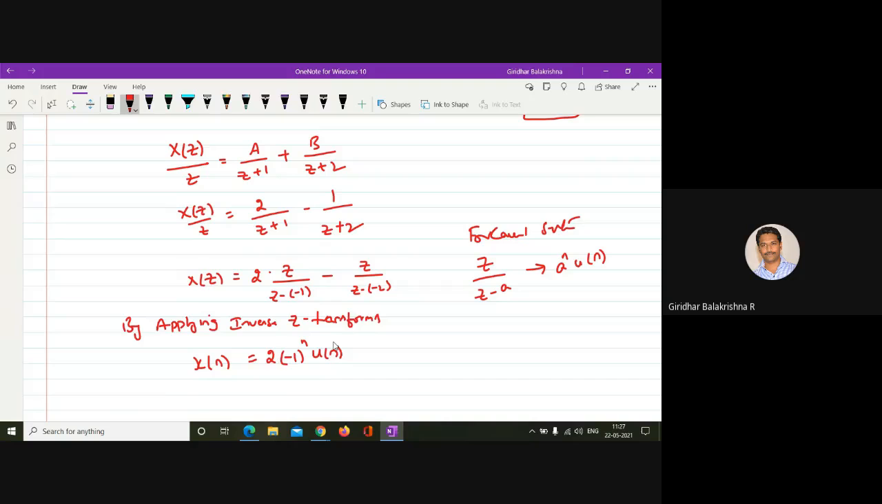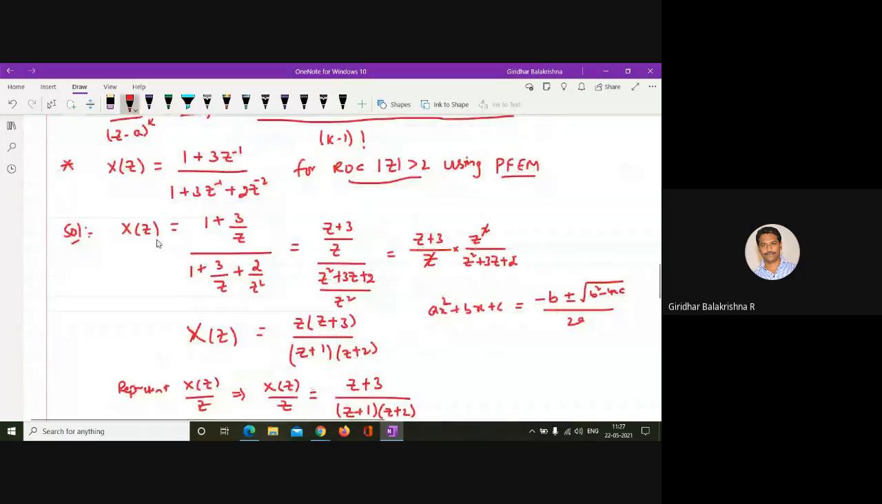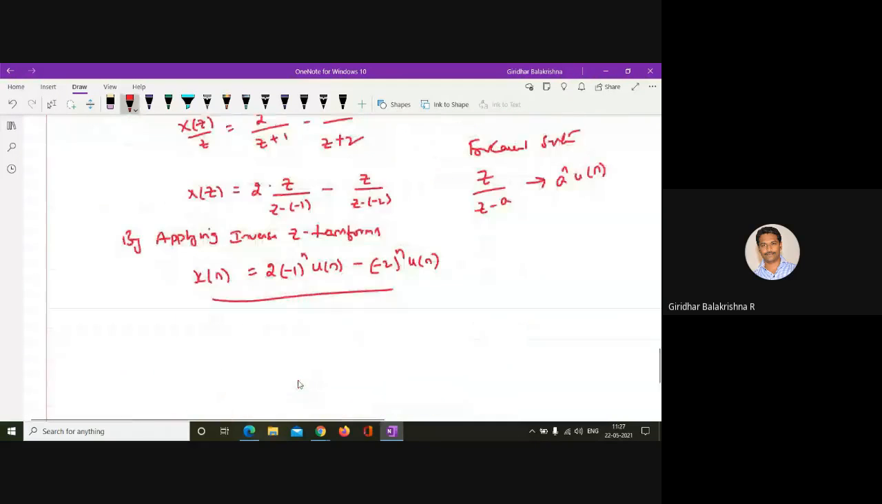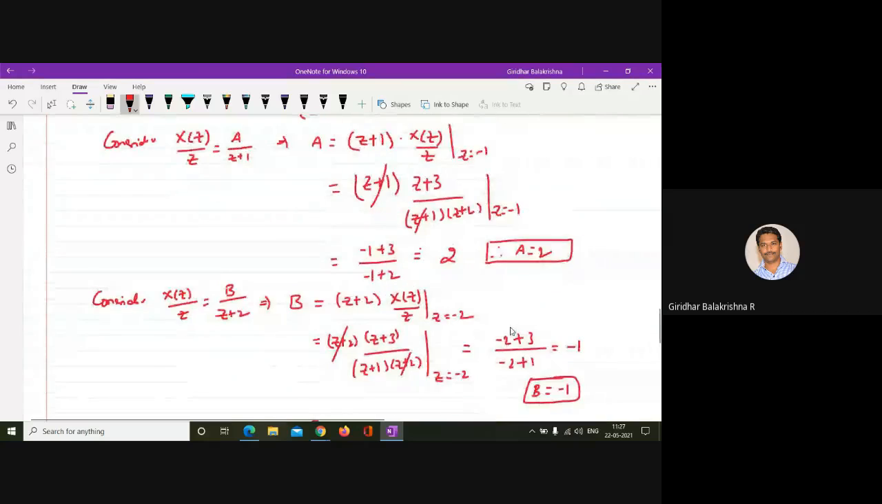Is this clear? Okay now? Yes or no? Okay. Next, minus z by z minus of minus 2. What is its inverse Z transform? Minus 2 whole power n into u of n. So this is the final solution. So like this, you need to solve. If for the given x of z, we need to find its inverse Z transform x of n by applying partial fraction method. Is this clear to all of you?